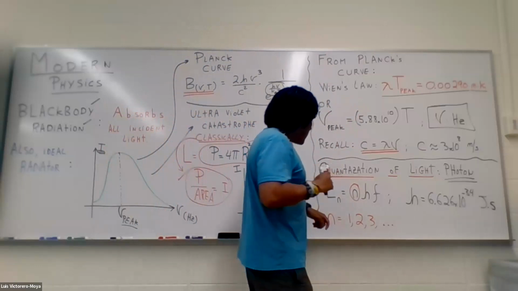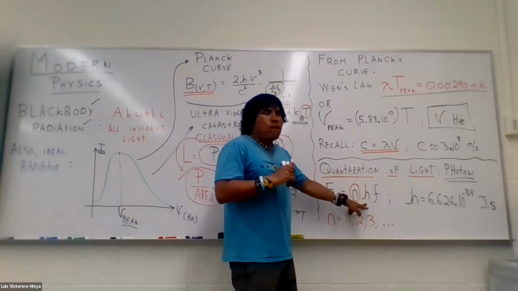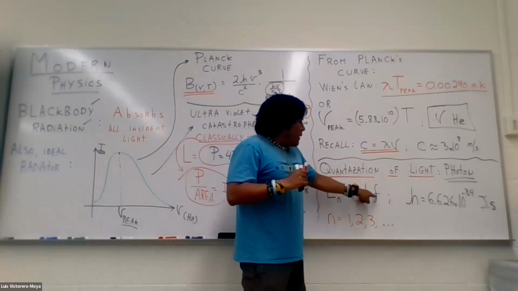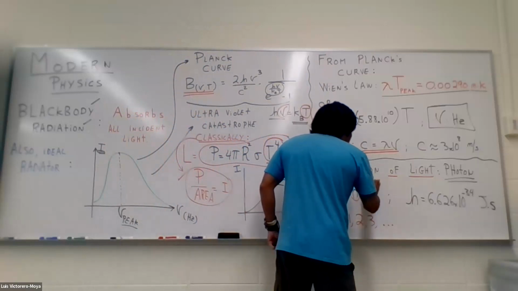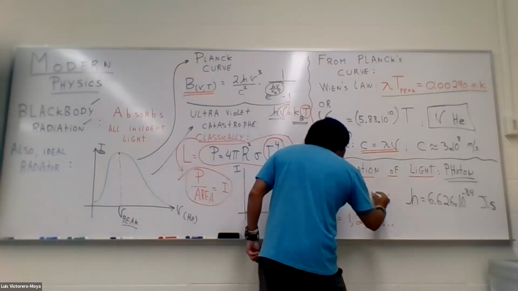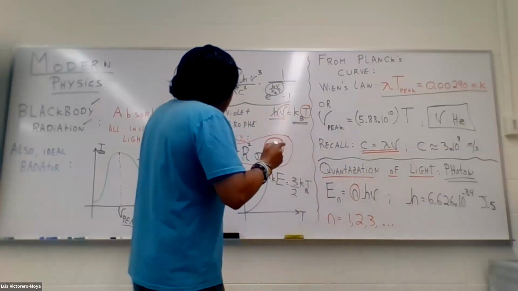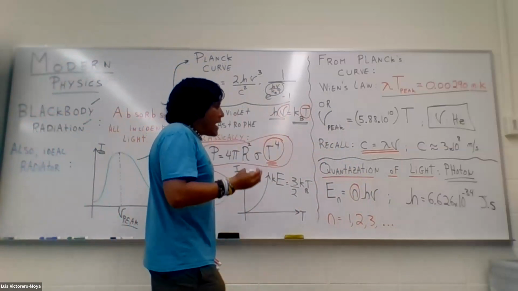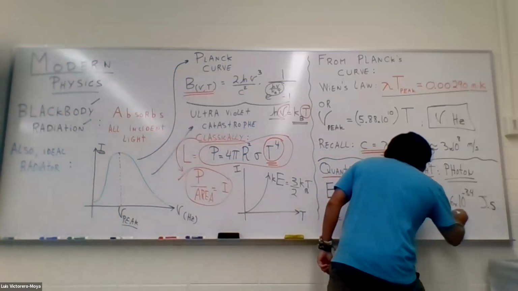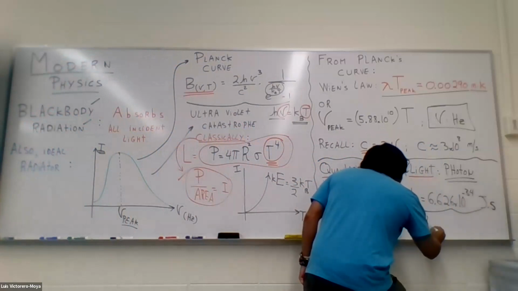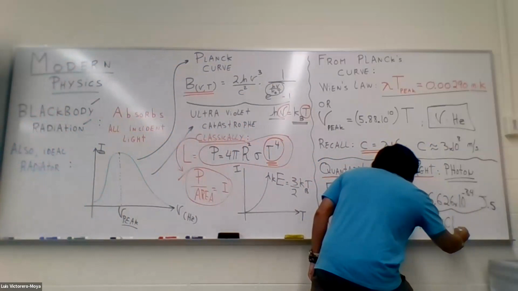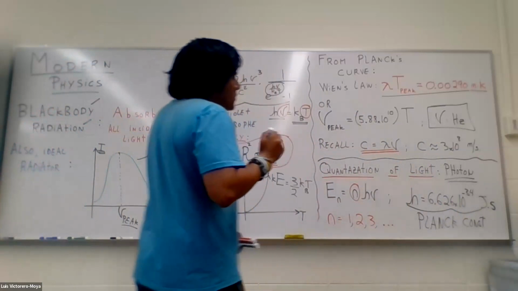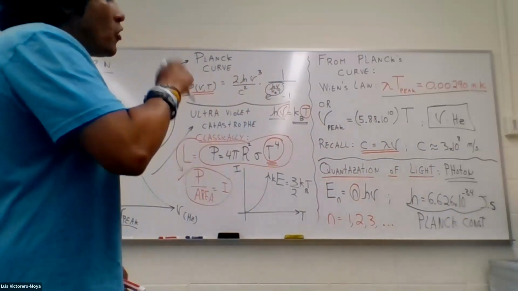And what you're seeing here is the energy of a photon. The energy of a photon is equal to h times the frequency, right? Now, h was introduced here already, and h is known as the Planck constant, which is equal to 6.626 times 10 to the negative 34 joule-seconds.